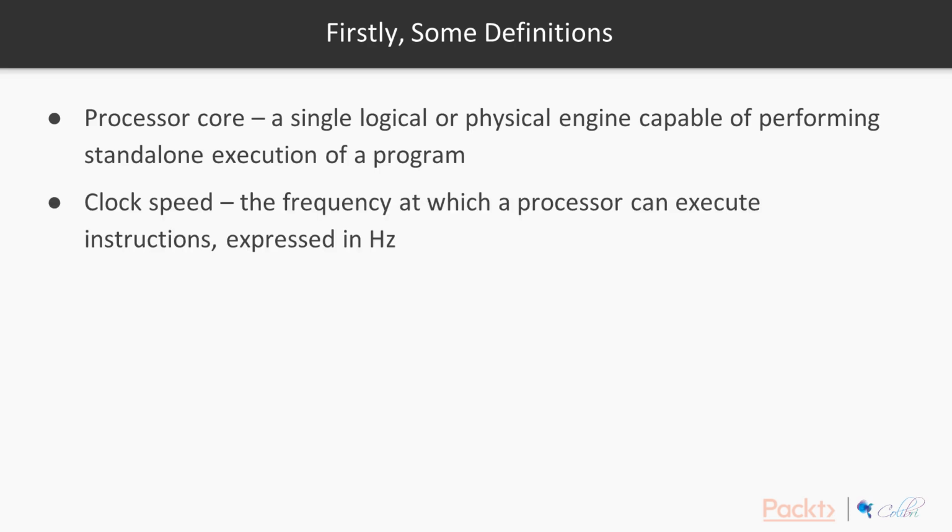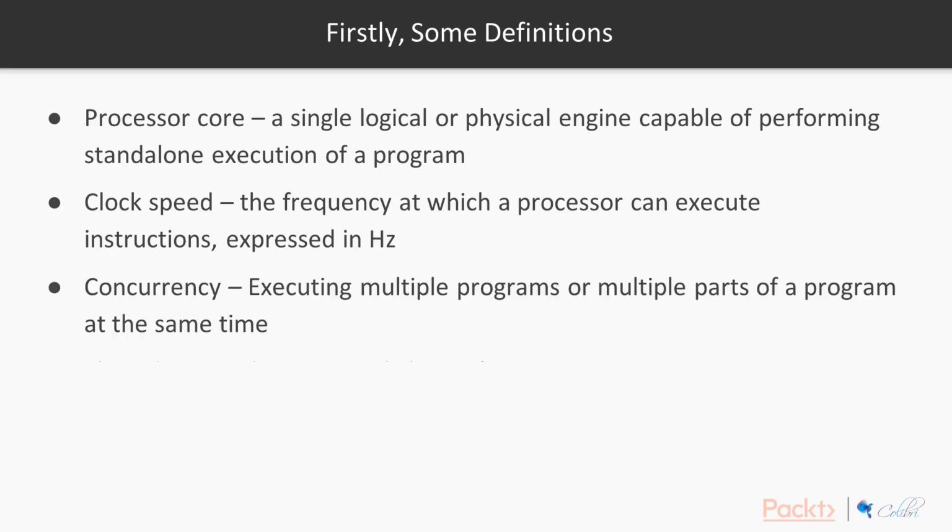Next, clock speed. Clock speed is the frequency at which a processor can execute instructions, expressed in hertz. So hertz is the number of instructions that get executed for each given second. And you'll probably already be used to seeing processor frequencies expressed in gigahertz. So kilohertz would be thousands of instructions per second. Megahertz is millions of instructions per second. And gigahertz is billions of instructions per second. So a 3 gigahertz processor means it can essentially execute 3 billion instructions per second, which might sound like a lot, but as we'll see, a single simple line of code is actually made up of many instructions when it gets executed on a processor.